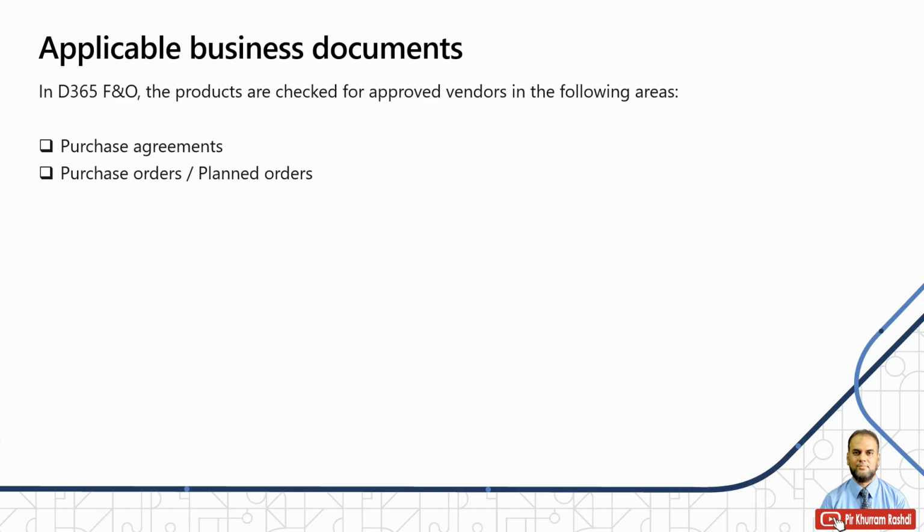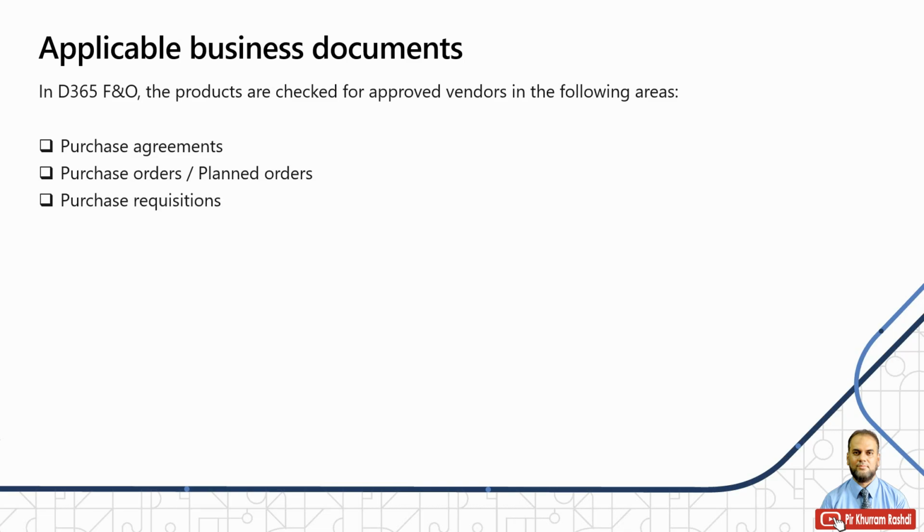are non-stockable products. Planned orders are also from master planning. Once you run master planning, those are also generated. They are similar to purchase orders, but they are generated from master planning. So in these documents also, the approved vendors will be checked.